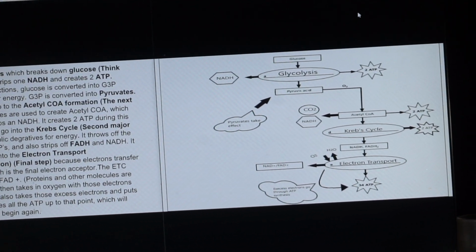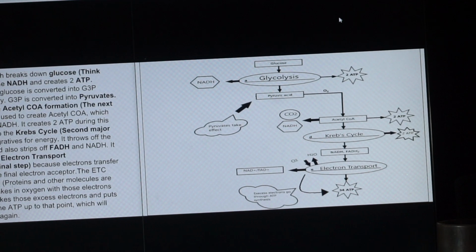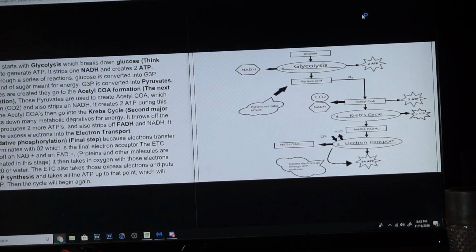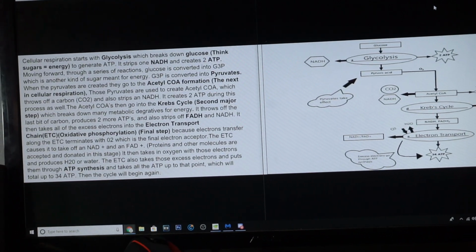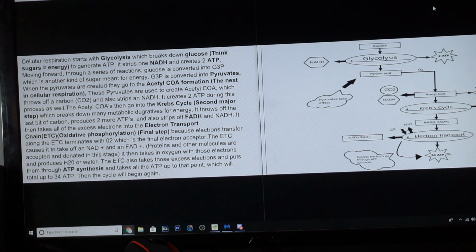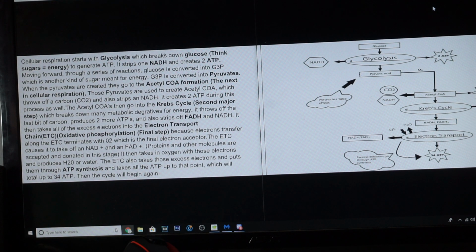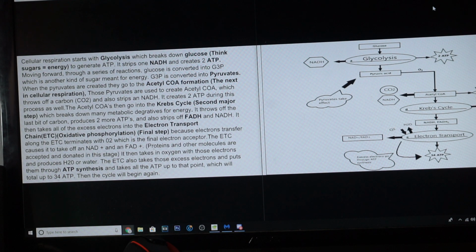Those pyruvates go into the acetyl-CoA, which creates 2 ATP, CO2, and NADH. That goes through the Krebs cycle, which creates NADH, FADH, and 2 ATP. That then goes through the electron transport chain, which creates FAD+. The oxygen goes into the electron transport chain, into oxidative phosphorylation, and then comes out as H2O. The excess electrons go through ATP synthesis, and it creates the total of 34 ATP.